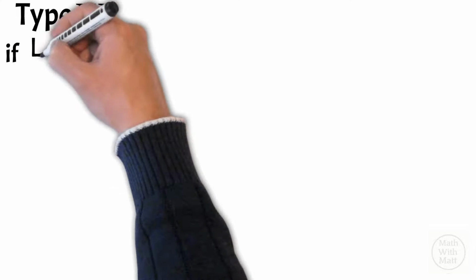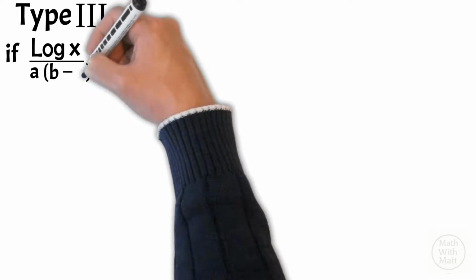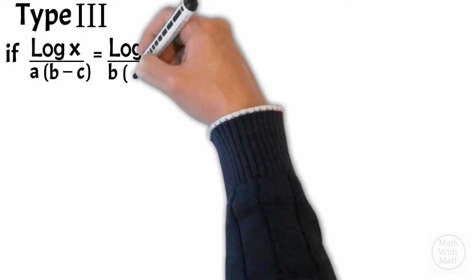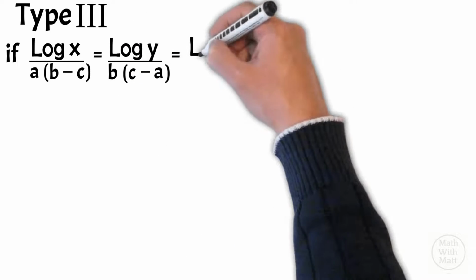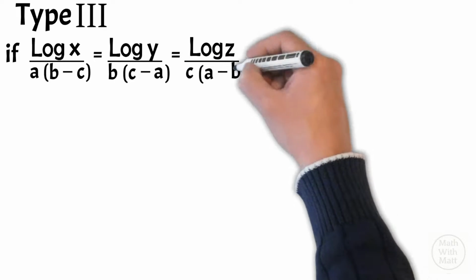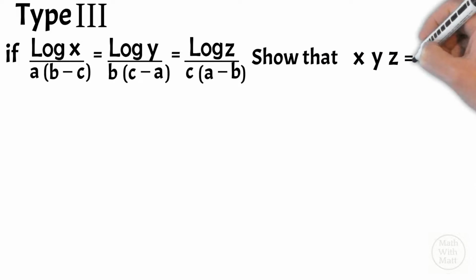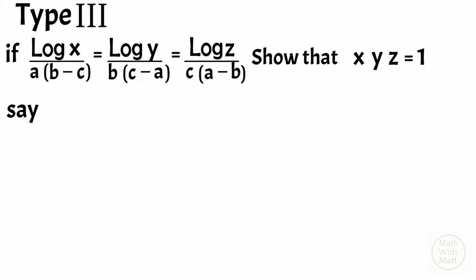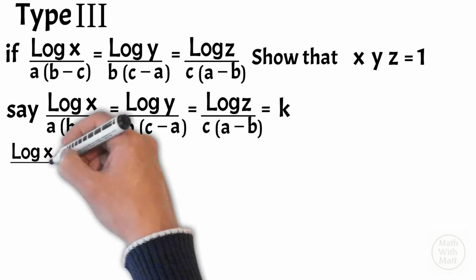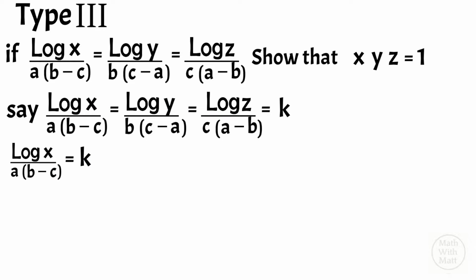For the first problem we have, if log of x upon a times (b minus c) equals log y upon b times (c minus a) equals log of z upon c times (a minus b) is true, then we need to show that x times y times z equals 1. The first thing we do is equate the entire given equation to a variable, k, and then take each part of the equation separately, and equate them to k.